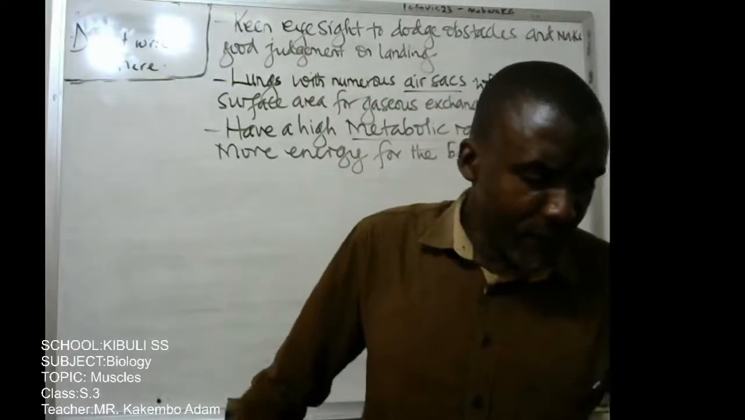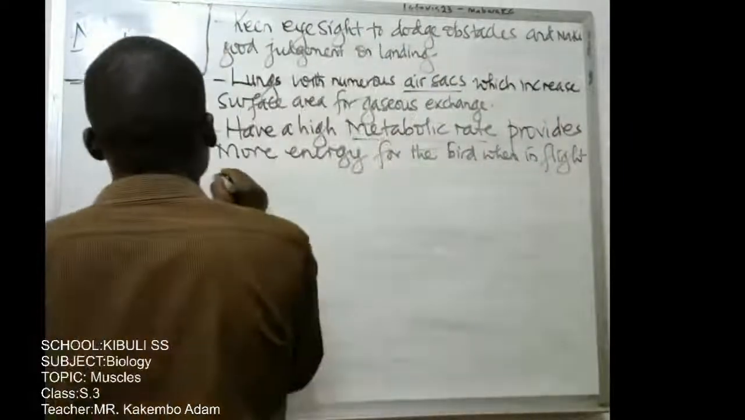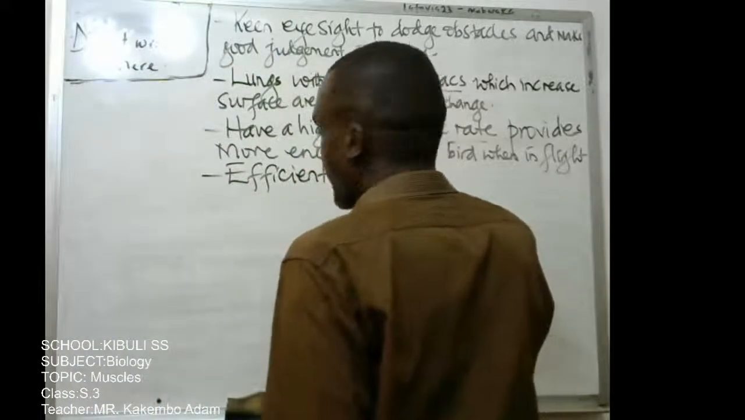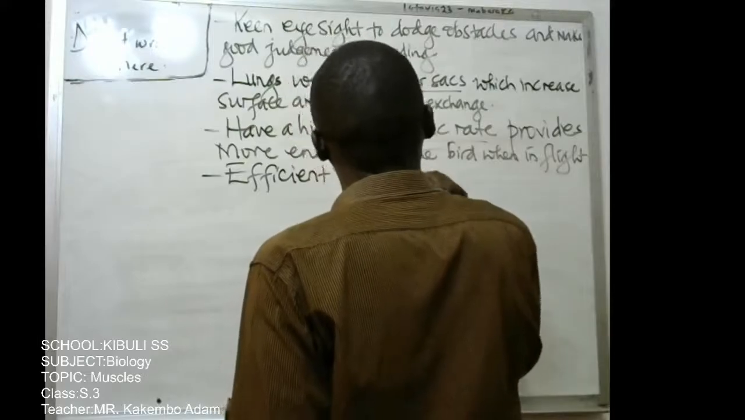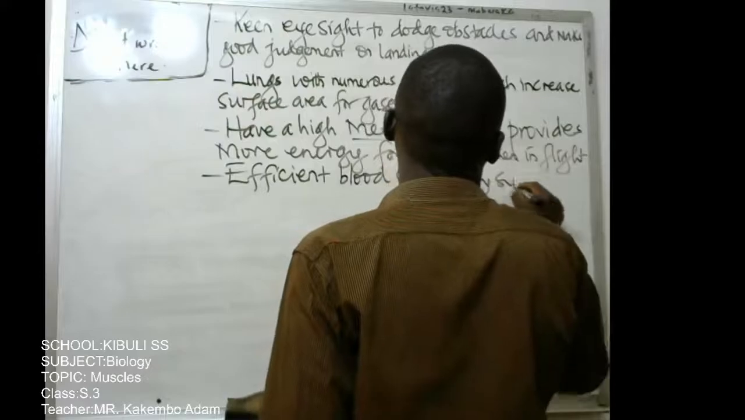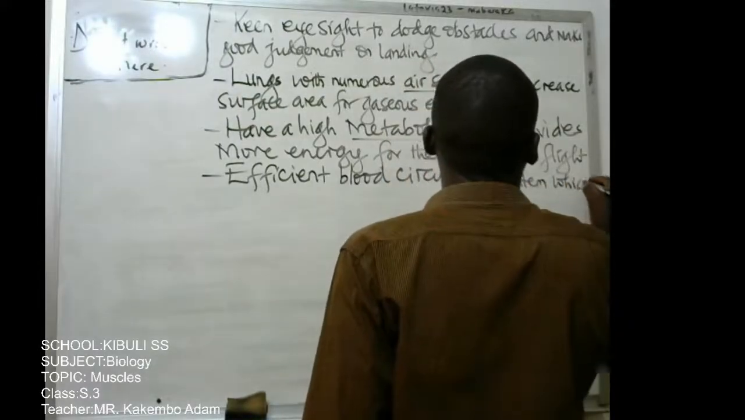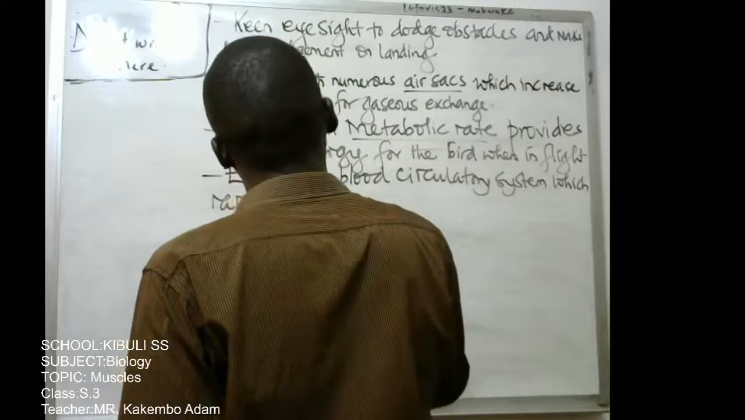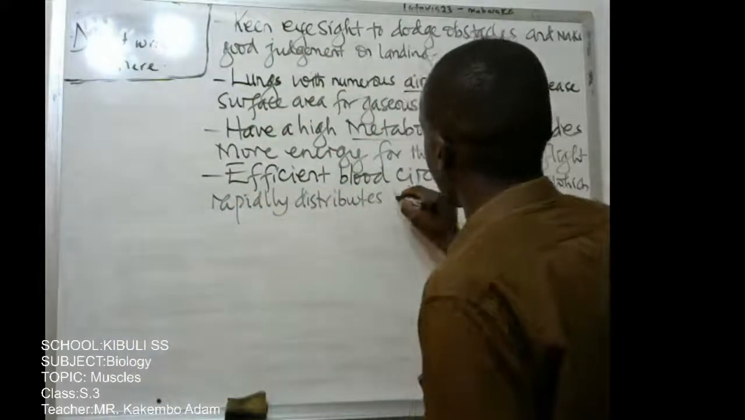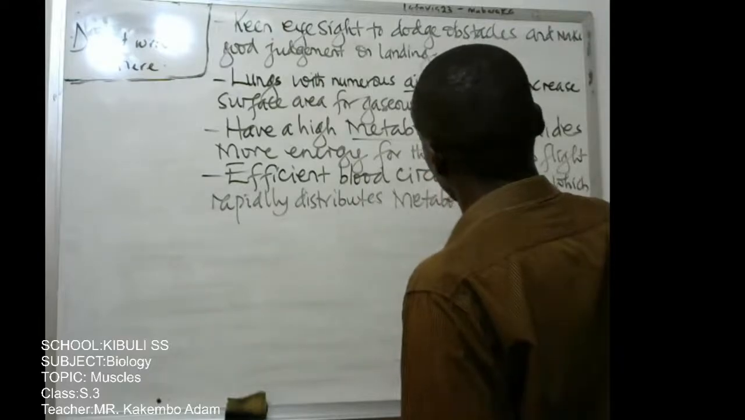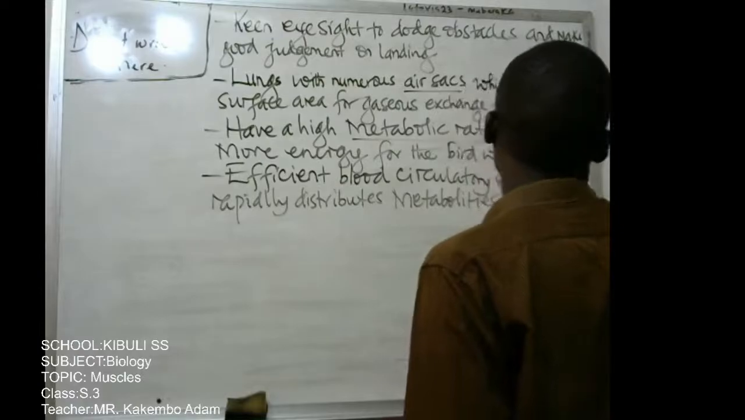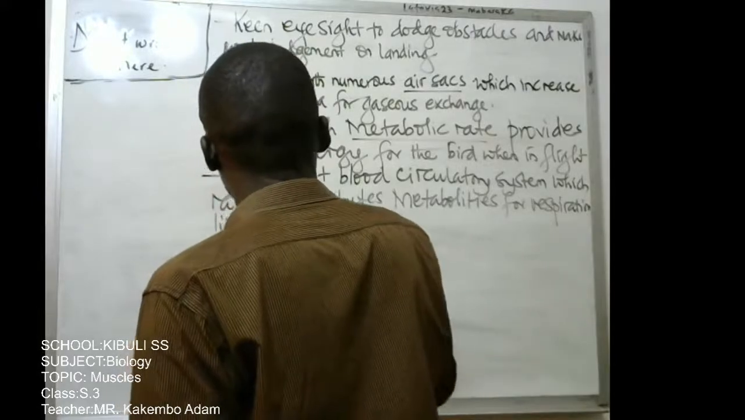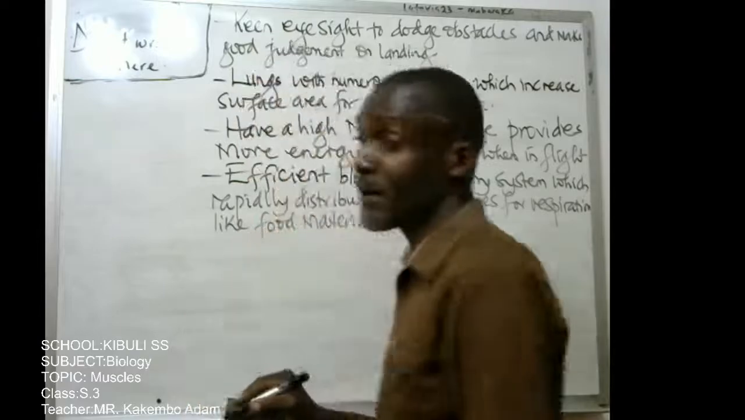Then they have a very efficient blood circulatory system, which rapidly distributes metabolites for respiration, like food material, to the actively respiring muscle cells during flight.